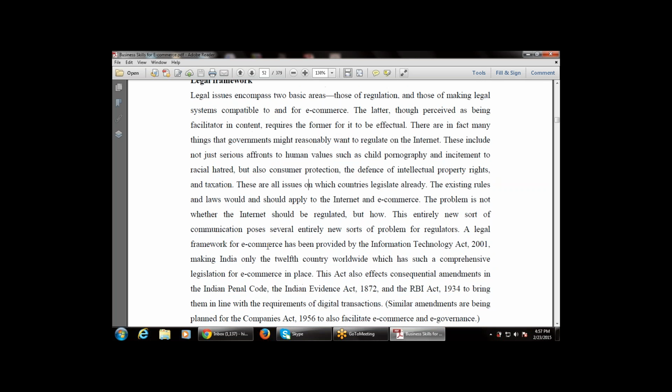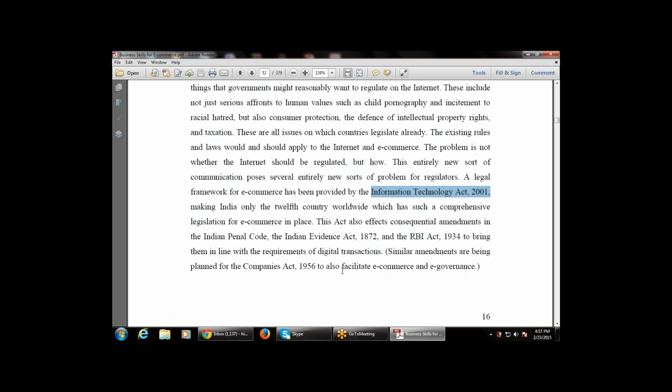A legal framework for e-commerce has been provided by the Act known as the IT Act 2000. This is the IT Act that we studied in the first chapter also. That is, one framework is available for e-commerce, provided by the IT Act. That makes India only the 12th country worldwide which has such comprehensive legislation for e-commerce in place. This act also makes consequential amendments in the Indian Penal Code, the Indian Evidence Act 1872 and the RBI Act 1934 to bring them in line with the requirements of digital transactions.